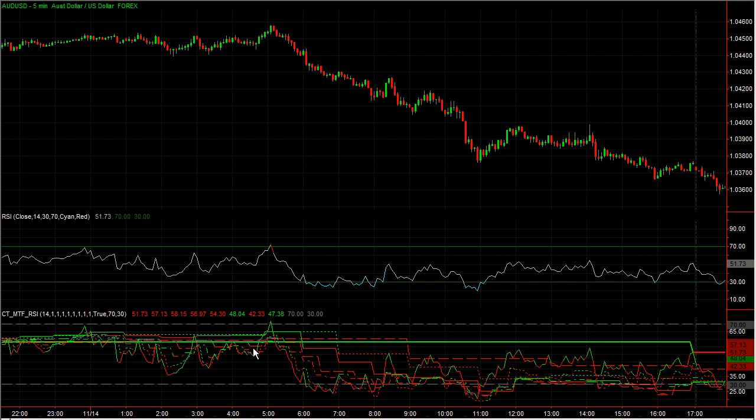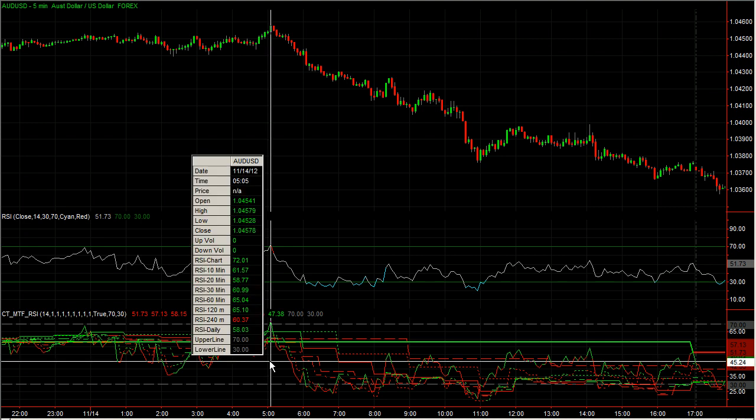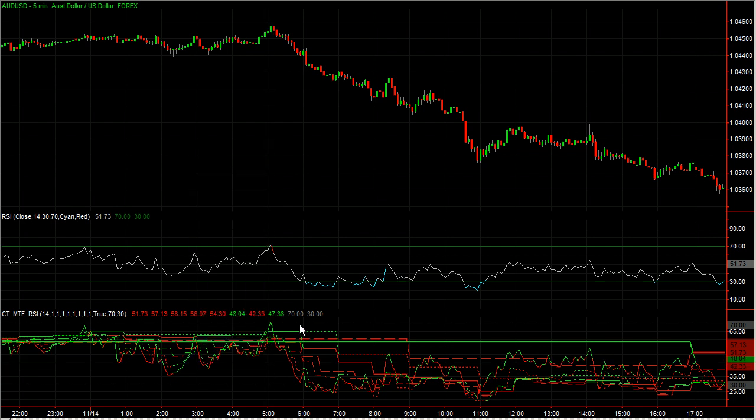the other direction. Now, when you look at it down here, this is a lot of lines and it may look like nonsense, but what I'm going to show you here is that this is the RSI from the chart, which is the 5-minute, also the 10-minute, the 20, the 30, the 60, the 120, the 240, and the daily. So we're looking at the RSI from a lot of different time frames.